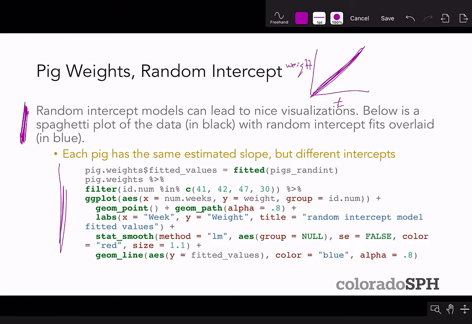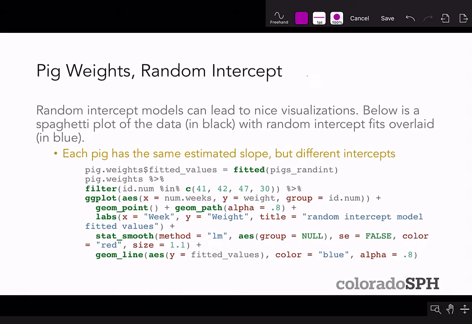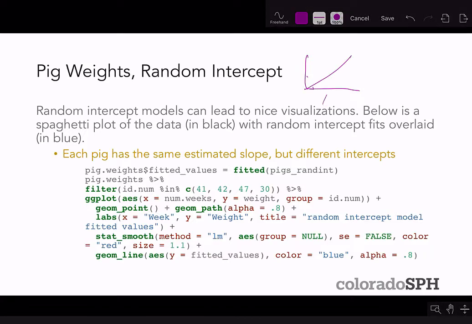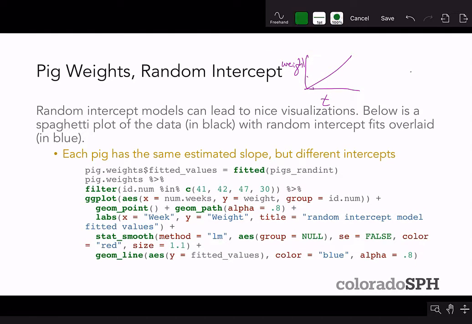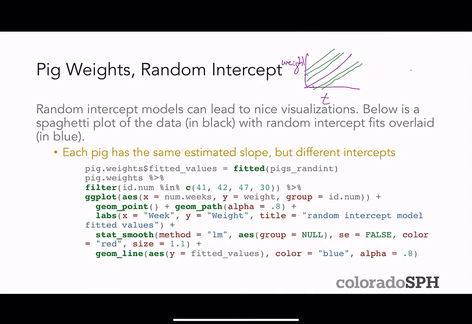Let's try that again. I want to get a different color. Okay, and then maybe that purple is the population mean. Each pig is going to have their own intercept, meaning they're going to have the same sort of weight trajectory, but it can be a different intercept. So that means it's just going to hit the y-axis at a different place.